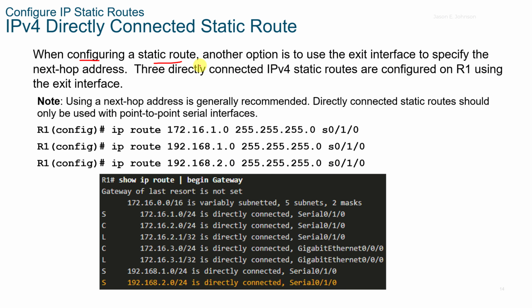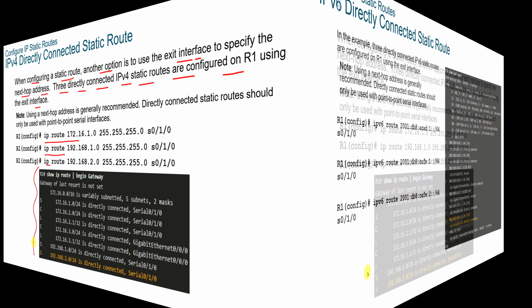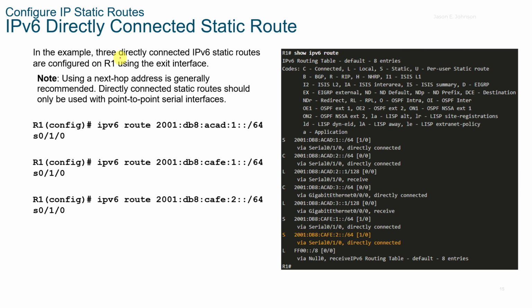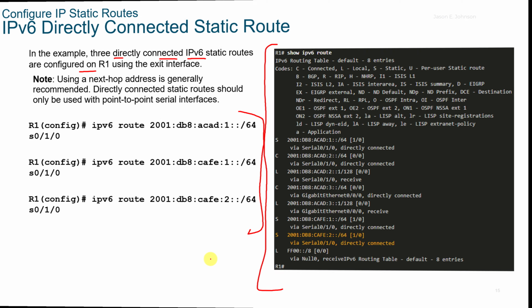When configuring a static route, another option is to use the exit interface to specify the next hop address. 3 directly connected IPv4 static routes are configured on R1 using the exit interface. We use these 3 examples with the result below. With this example, we do 3 directly connected v6 static routes, configured on R1 with these commands, and we have the results on the right-hand side.